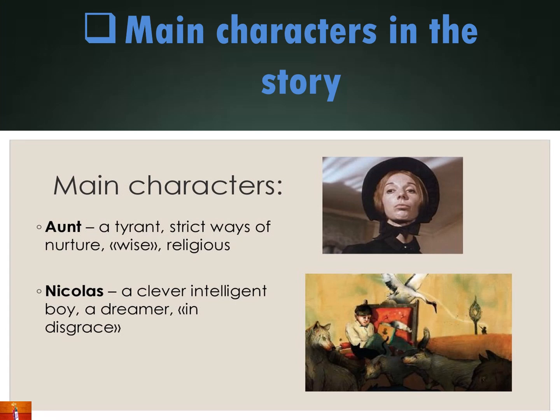Main characters in the story. Aunt: a tyrant, with a strict way of nurture, and wise and religious. Nicholas: a clever, intelligent boy, a dreamer in disgrace.